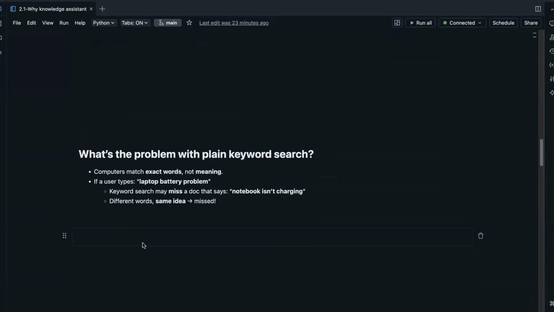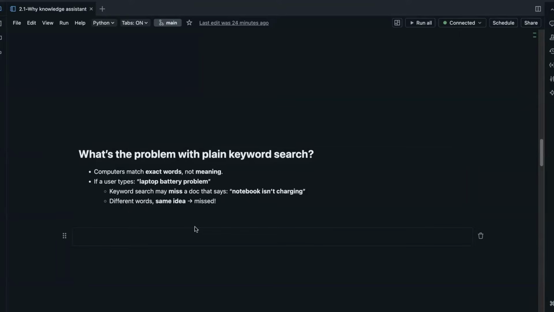Think about searching for a document. Say you stored the document in a relational database and you can search for it through that. But what's the problem with plain keyword search? Computers match exact words, not meaning. Think about querying a database, like select star from the table where column name equals something. You are basically doing an exact match. You are not matching those words by meaning.